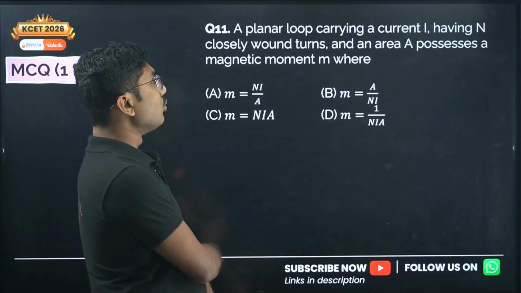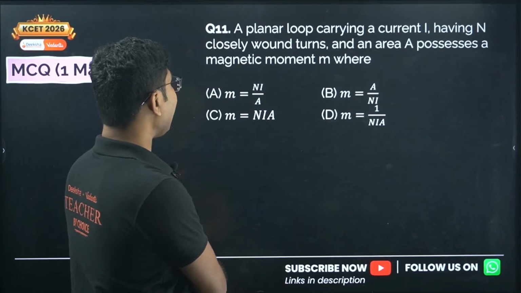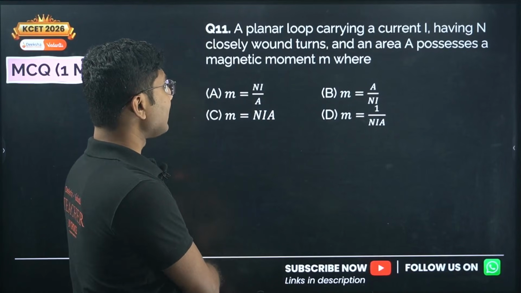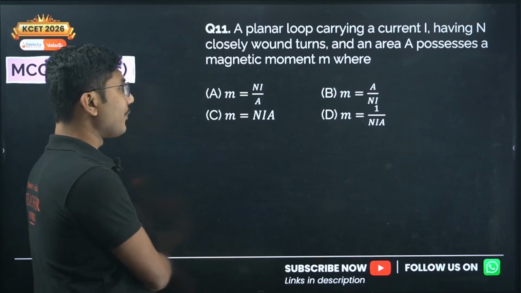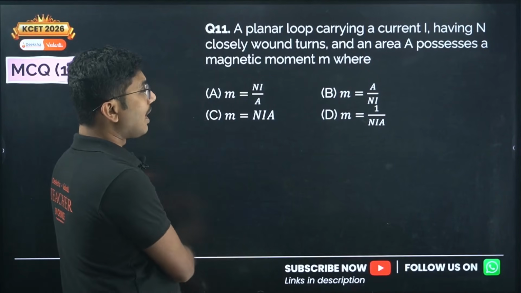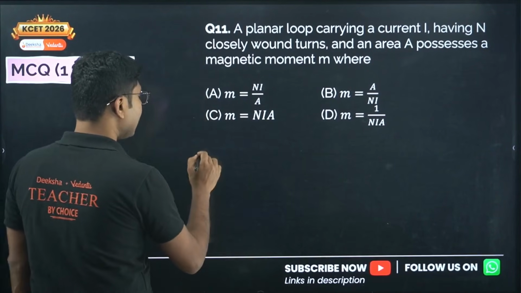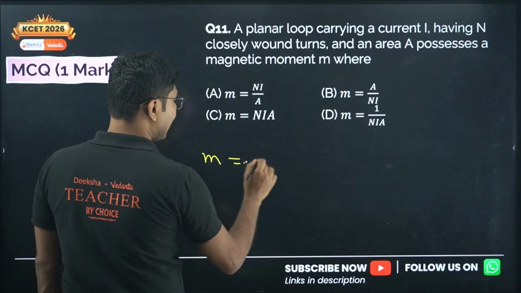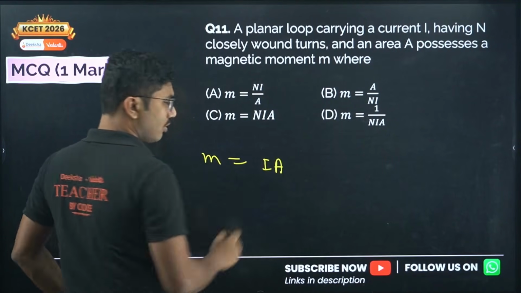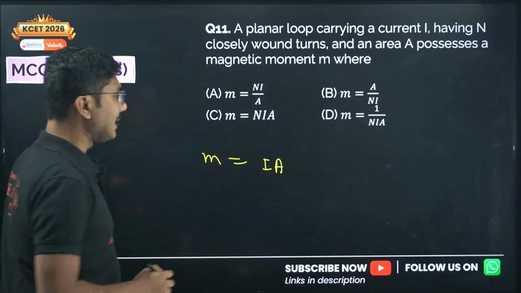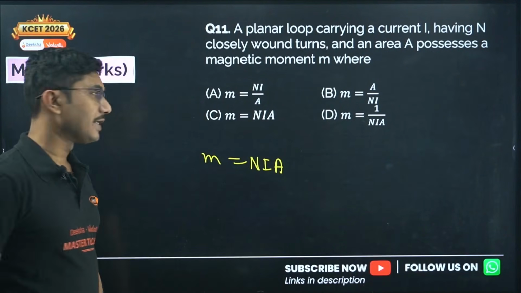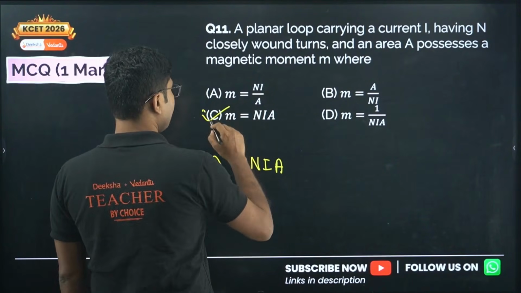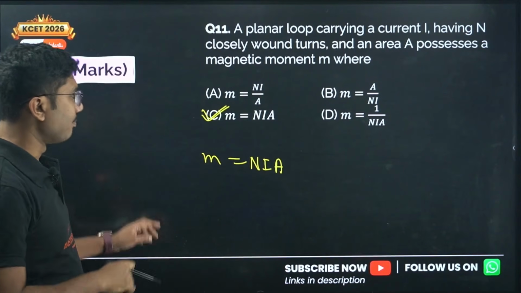A planar loop carrying a current I, having n closely wound turns and area A, possesses a magnetic moment M, where M equals NIA. Normally, for one loop it is IA, but if there are n number of loops, then it will be NIA. Okay, so the answer is M.